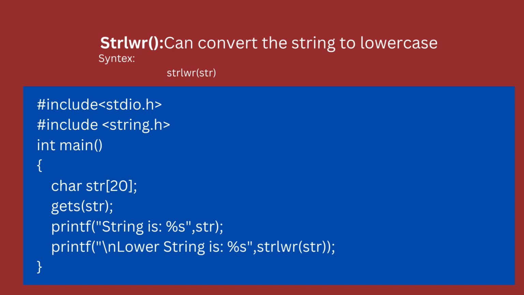So first we print the actual text value which is entered by the user. Then in the next statement we print the lowercase string. To get the lowercase string we use strlwr, and then the string. It will return a lowercase string, meaning all the characters in the string will be in lowercase.